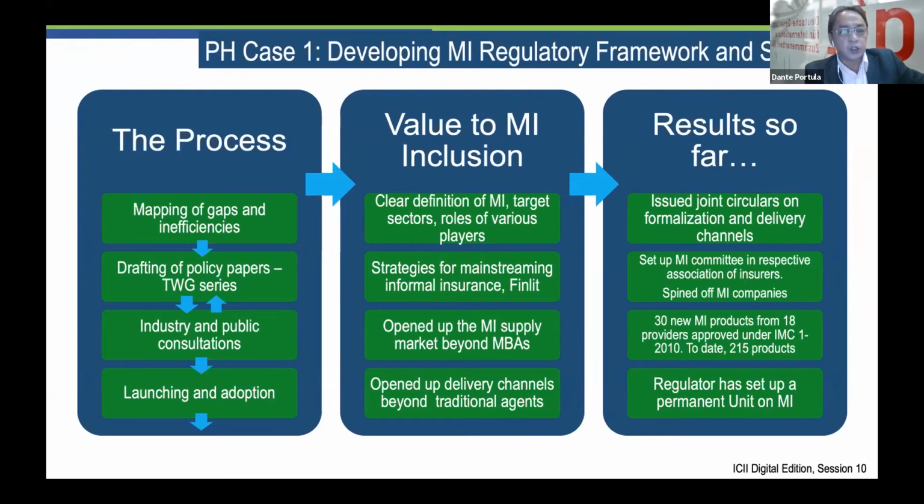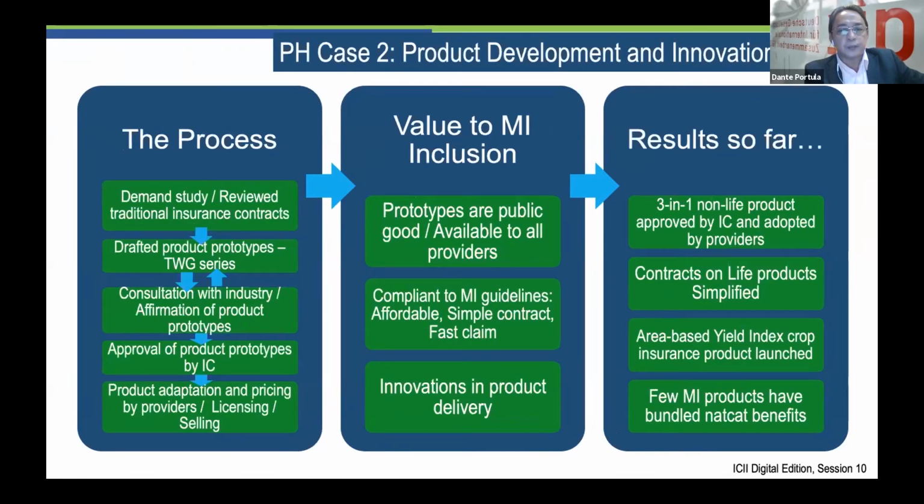The regulator, Insurance Commission, has set up a permanent unit on microinsurance. This is one thing that I have not seen in any country. A regulator setting up a permanent division on microinsurance with full staff complement in this division. And finally, which is the biggest institutionalization, is the inclusion of a microinsurance chapter in the insurance law as revised in 2013. Next slide, please.